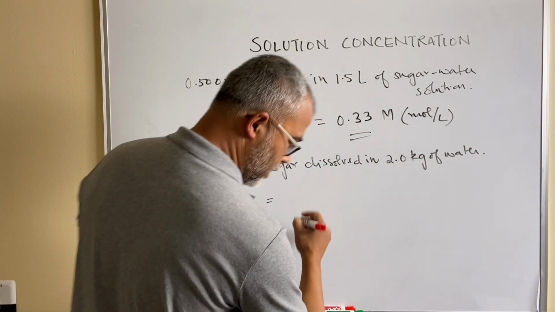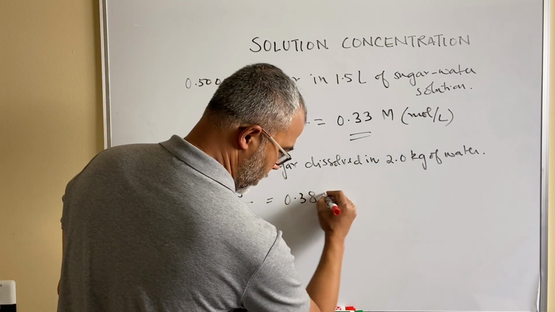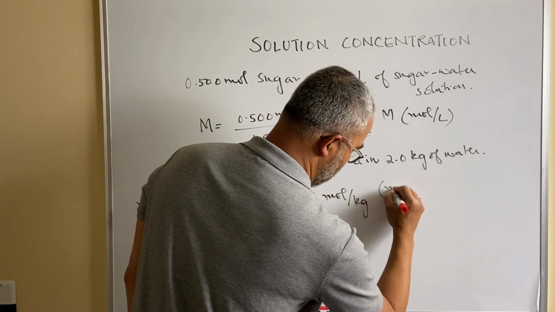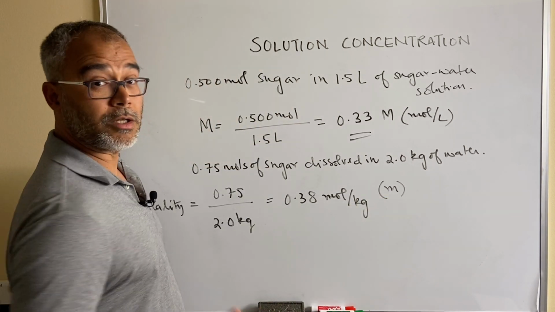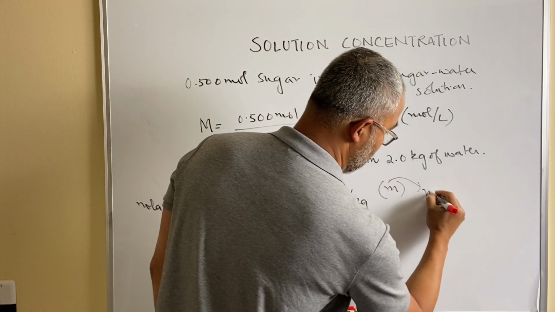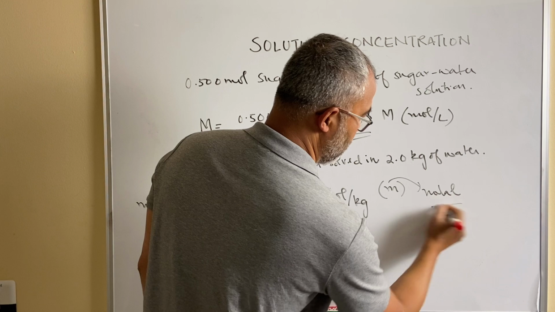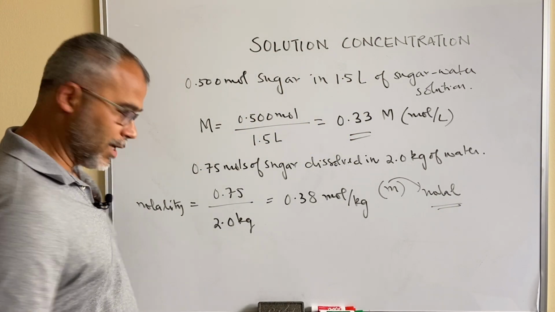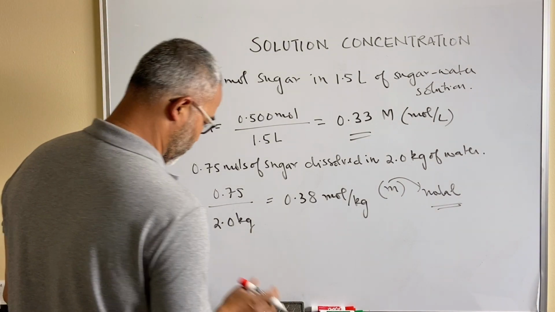which gives us 0.38 moles per kilogram, or small m, which is also, by the way, known as molal. Okay. Let's take a look at another example for mole fraction.